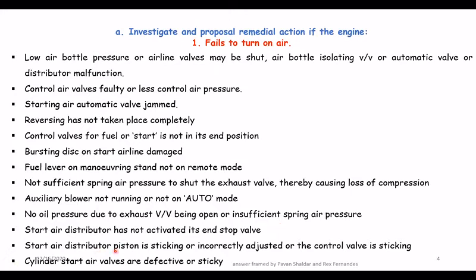Air starting distributor piston is sticking or incorrectly adjusted, or control valve sticking. So you must have overhauled that distributor and the pilot air valves were not overhauled properly. So again, you can get sticking of those spools and air will not be inducted. Cylinder start air valves are defective or sticky. So starting air valves of each unit have to be tried out before maneuvering. Two hours prior to departure, you have to check them, because if they are not operating well, you can have an issue on hand where you won't be able to start the engine.